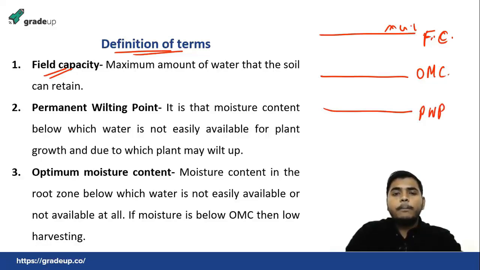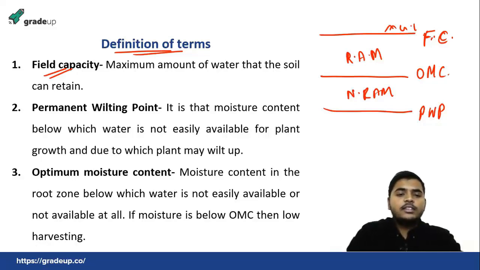If water goes below this point, then the crop may decay. So it has to be above this permanent wilting point. And here we have the readily available moisture, because this water can be extracted using evapotranspiration, and here we have non-readily available moisture, because this is below OMC. As I told, if water goes on decreasing, then there will be low harvest. So it has to be maintained above OMC.